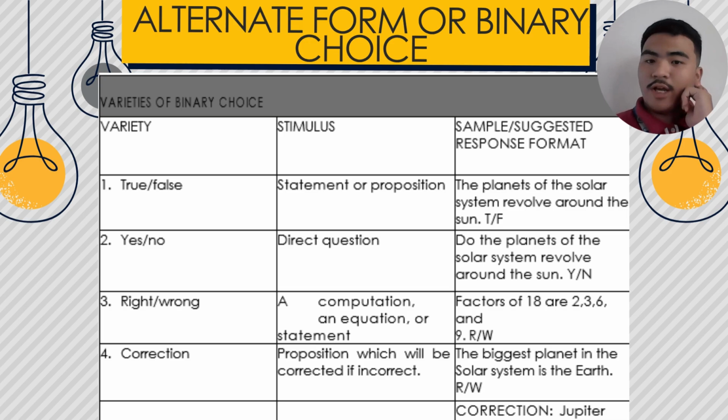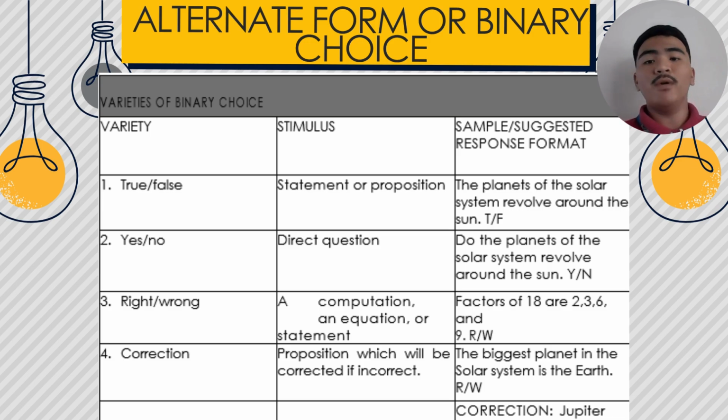It is under the selection type, and this is something we are very familiar with because it is famous from early elementary up until now in college days. We use the alternate form or the binary choice. First, the table shows the varieties, stimulus, and then the samples or suggested response format.